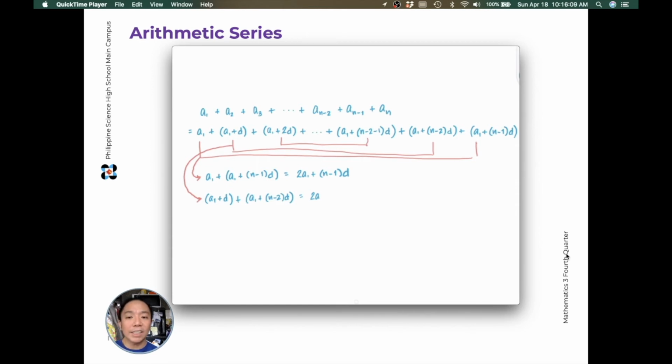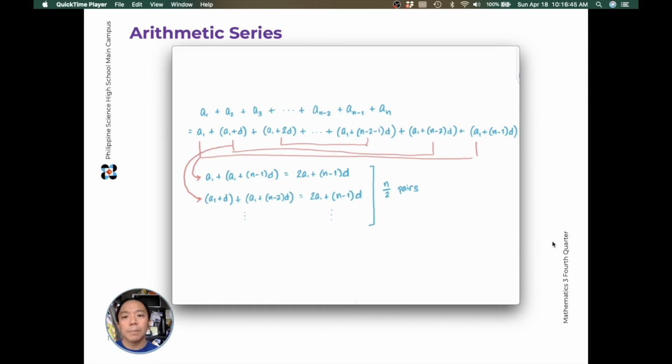So may a sub 1 tsaka a sub 1. Add natin sila, we get 2a sub 1. And meron tayong n minus 2 na d. Add natin sa isa pang d. E that's n minus 1 d. So it's exactly the same as the sum of the first and the last term. And you'll observe that this would follow for all the remaining pairings, ng third, third to the last, fourth, fourth to the last, and so on. And how many pairs do we have? We'll have n over 2 pairs pa rin.